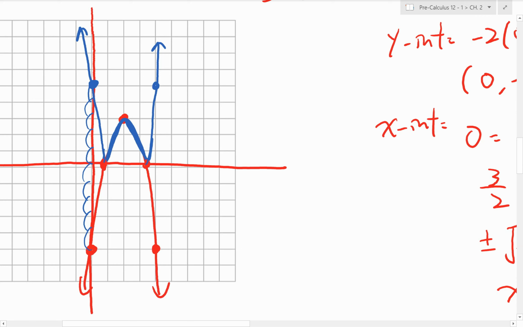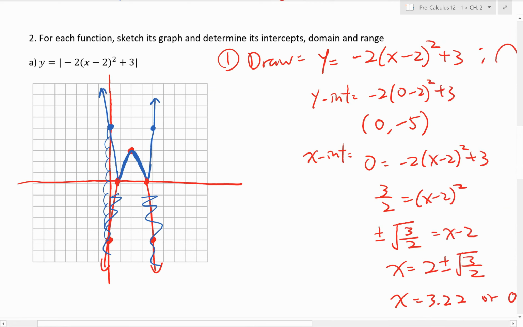And you should cross this part out, right? Okay, that's no longer part of the solution. Okay, so that's the graph.